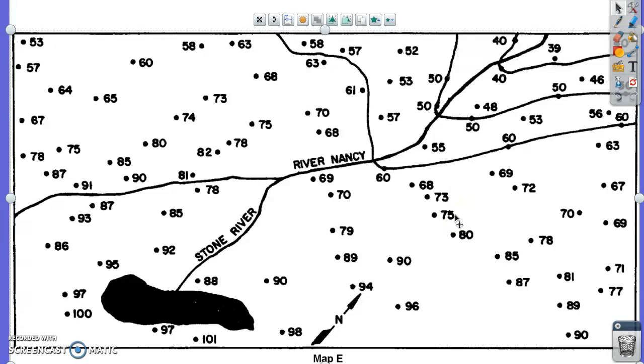Okay. And on this map, you notice the very lowest one is 39. And the very highest one looks like about 101 over here. So if we want to know the relief of this map, we could take 101 minus 39. That would give us 2, give 1, carry 1, 62 feet. So 62 feet would be our relief for this thing.